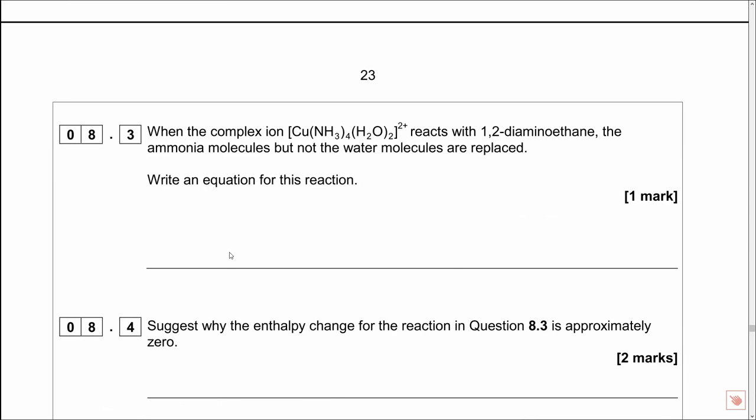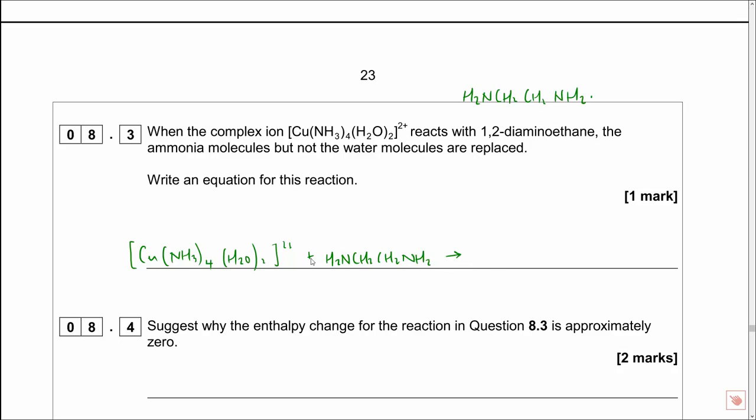When the complex ion [Cu(NH3)4(H2O)2]²⁺ reacts with 1,2-diaminoethane, the ammonia molecules, but not the water molecules, are replaced. This is a trick question here. Write an equation for this reaction. So we've got [Cu(NH3)4(H2O)2]²⁺, and fair enough, we've got to work out our ligand there: H2N CH2 CH2 NH2. You're not told that, but that's not the end of the world. Your biggest problem here is going to be fitting it on the line.